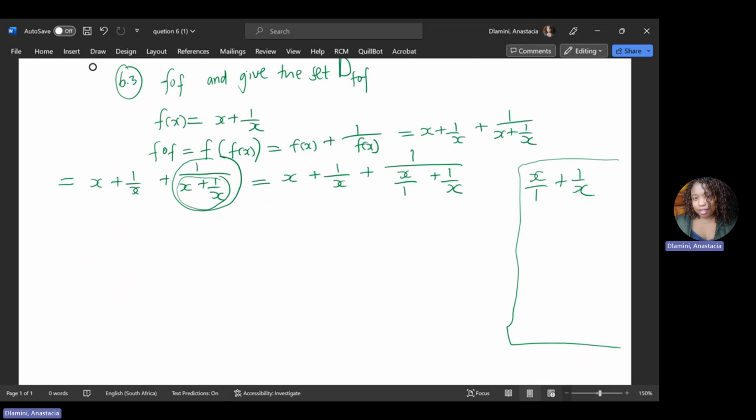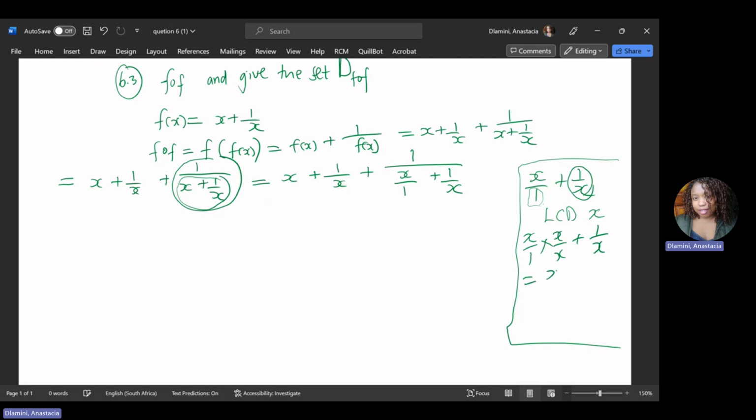We want the denominators to be the same. For us to have the same denominator, our LCD will just be equal to x. So we want this one to have denominator x as well. On the second term, the denominator is already x. For the fraction x over 1 to have a denominator of x, we'll multiply by x over x. So we have x over 1 multiplied by x over x plus 1 over x.